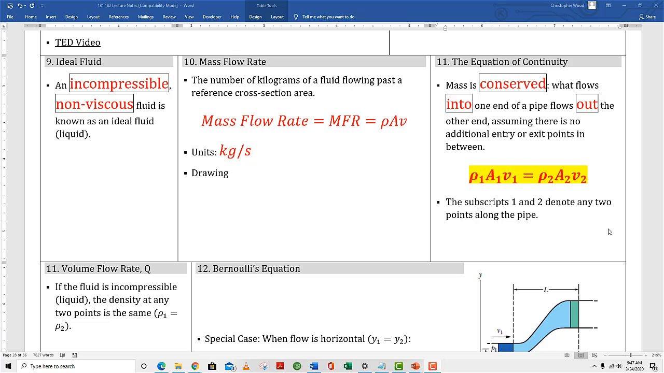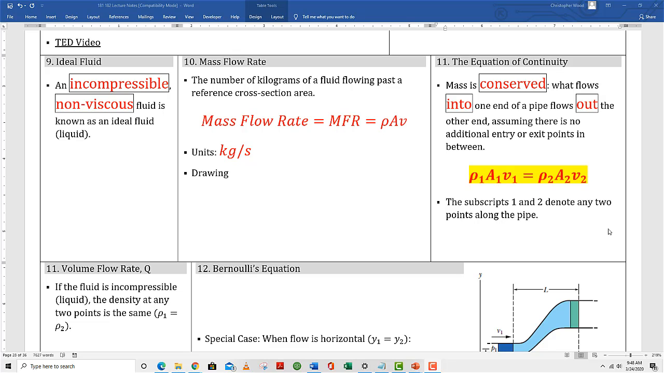Okay, now we turn our attention to fluid dynamics, meaning fluids in motion. Everything we've looked at up to this point has been fluid statics. Let's start with box number 9. An ideal fluid, meaning an idealized, theoretically perfect fluid, is incompressible and non-viscous.